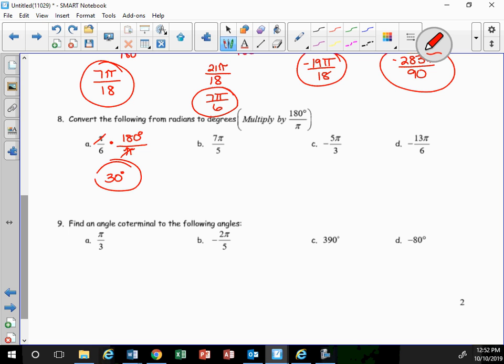Let's do another one together because I want to make sure you don't do this the long way. Don't do 180 times 7. Okay, we're converting now from radians to degrees. So we multiply not by pi over 180, but by 180 over pi.